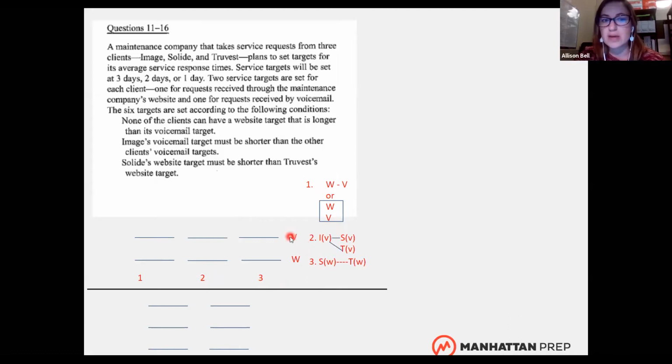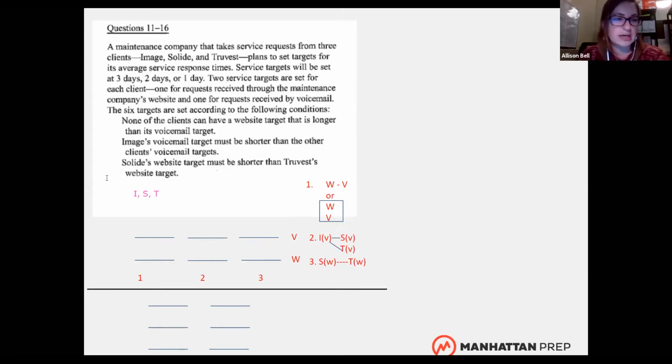I'm going to make a row for voicemail and a row for website. And I'm going to make these spaces kind of big because I know that it's not necessarily going to be one letter on each of these, but possibly 2 or 3, since there's nothing to say that these letters can't share a particular target. I'm going to make a little bank of the letters. So I've got I, S, and T up here.